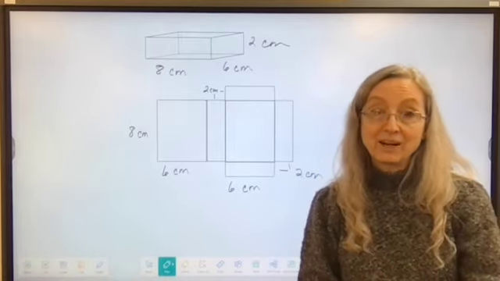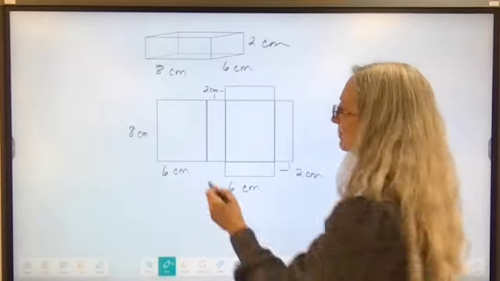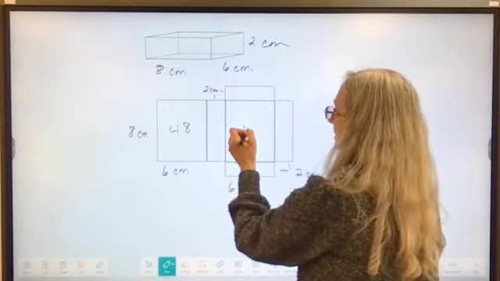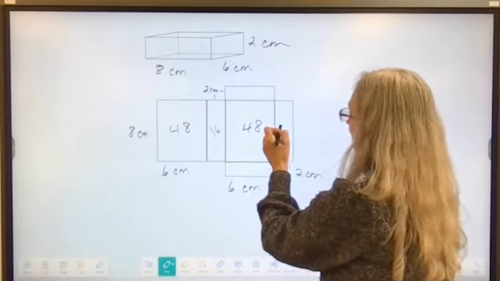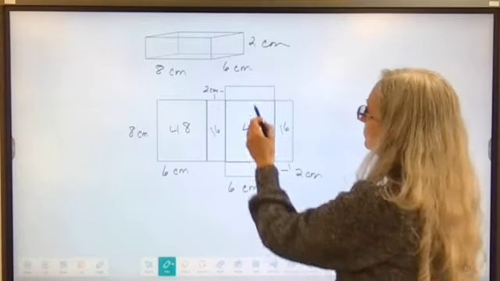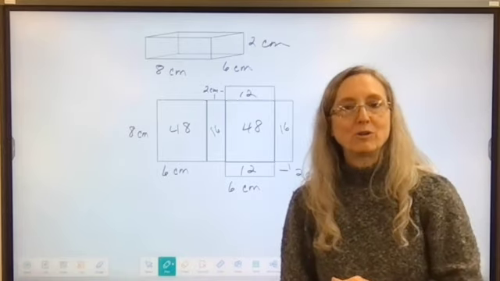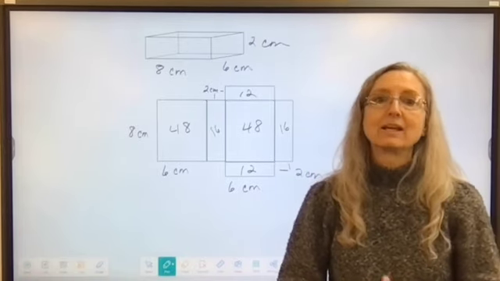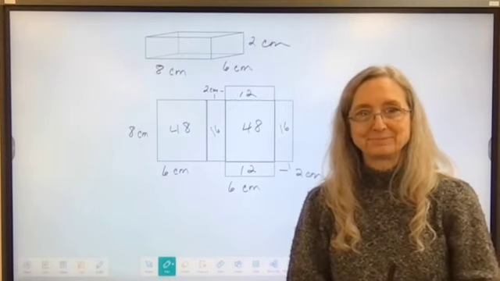So I would find the area of each section and then add them all together. These are 48, and so is this, because 6 times 8 is 48. This is 2 times 8, or 16. I have 2 of those. And these are 2 times 6, which is 12. I have 2 of those, and I add all those together, and I can use that to find the surface area of the entire figure.